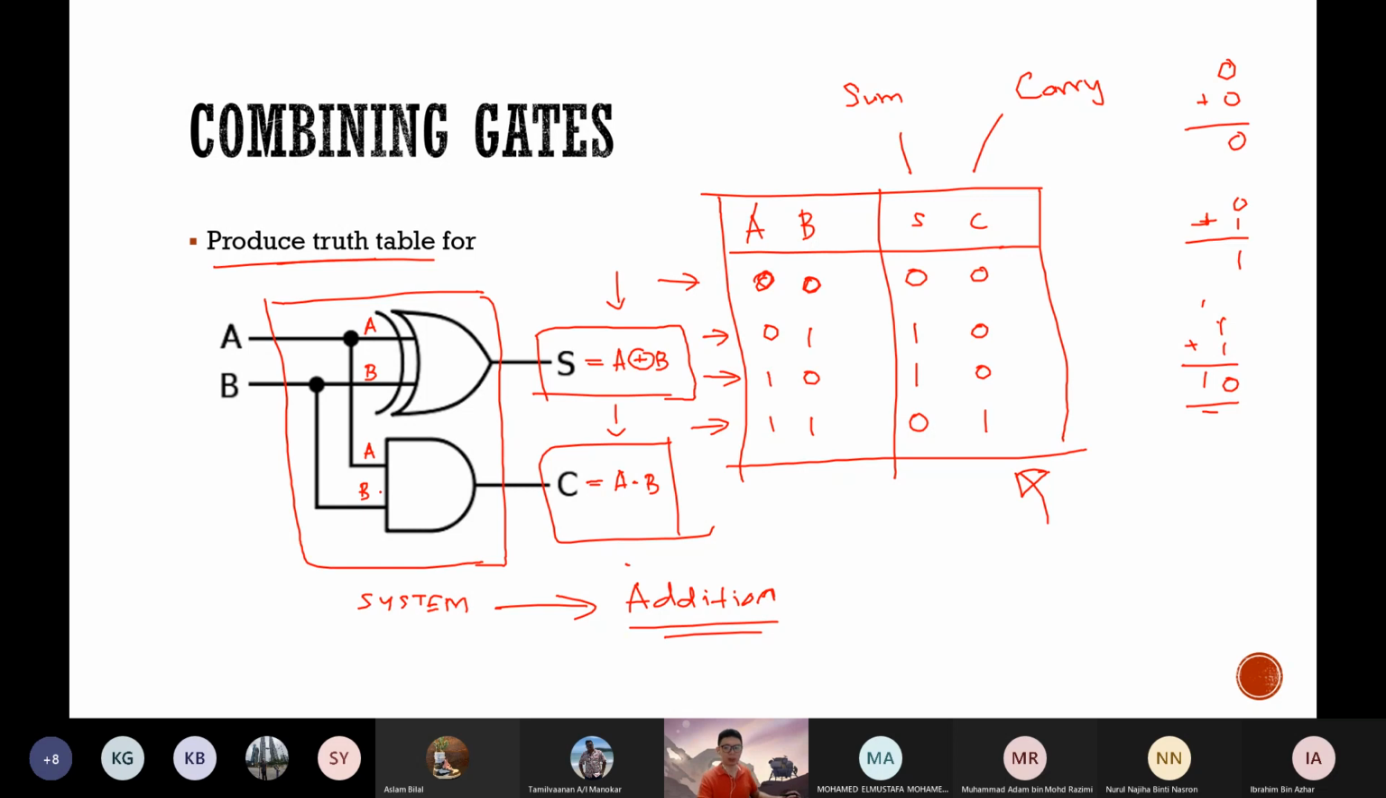All right, any questions so far with this example? No, sir. No question? Okay.